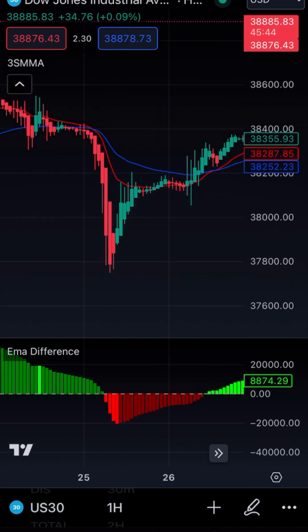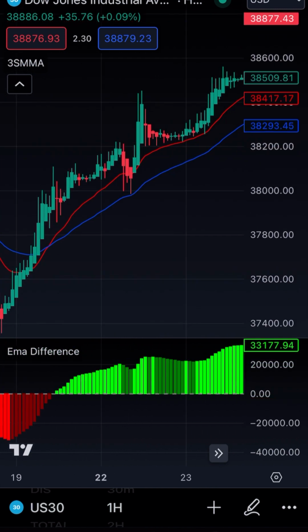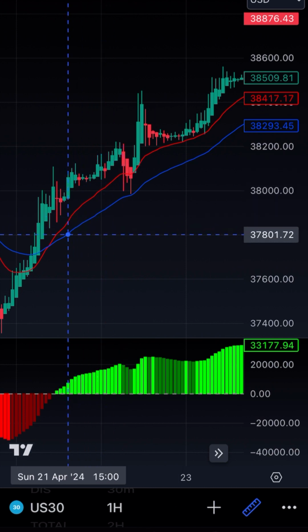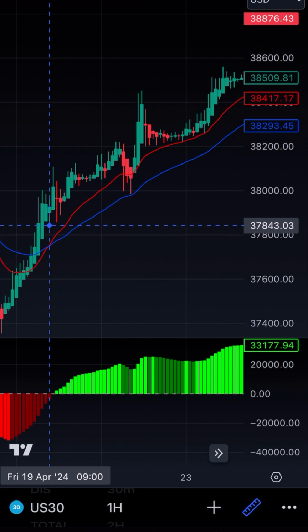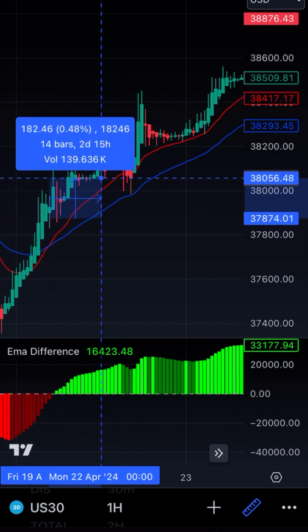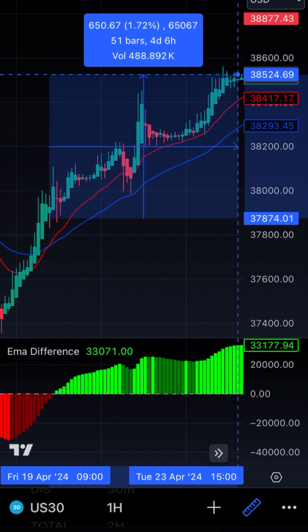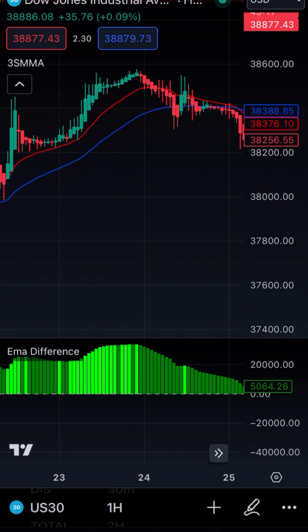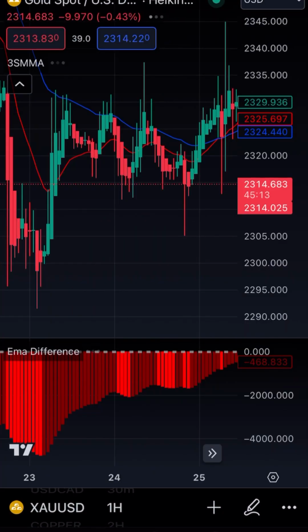Let's do one more time with the US 30 here. See if we can find any. Here's a big one right here. So we see it crossing here, and you also see it happening with the EMA difference. And you just ride this whole thing out from here to here. This is 4 days. Yeah, this is $650. So you basically took 1 penny and you made $650. So that's good. So this works well for that. Let's look at gold real quick, see if this works for gold.